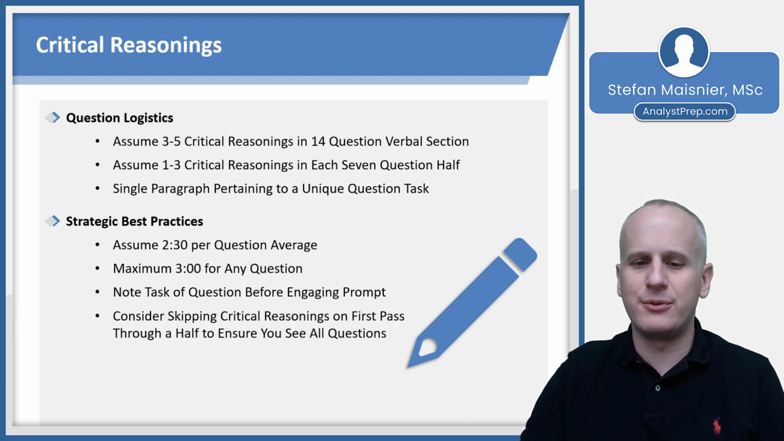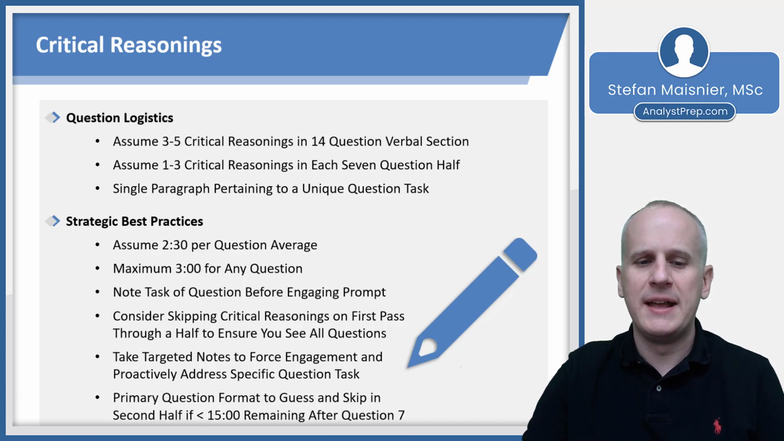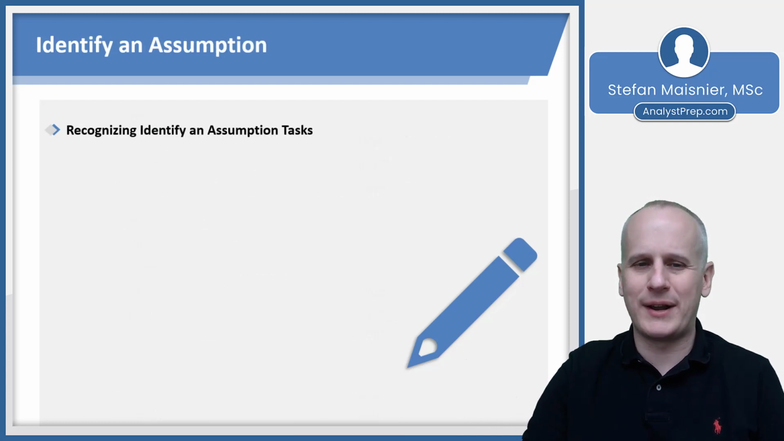And you'll consider skipping critical reasonings on the first pass through a half to ensure that you see all of the questions. These are going to be more time consuming, so if you want to deal with all of the reading comprehension and sentence corrections first, you can potentially do that. You can, of course, take targeted notes, and should take targeted notes, to force engagement and proactively address the specific question task for the problem, in this case, to identify an assumption. And remember that these are the primary question format to guess and skip in your second half if you have fewer than 15 minutes remaining after question 7, which indicates that you have completed the first half of the verbal section.